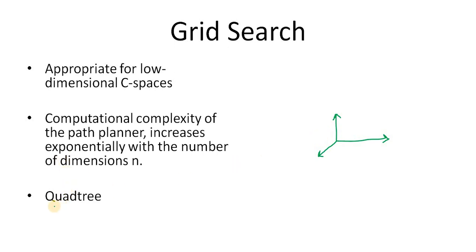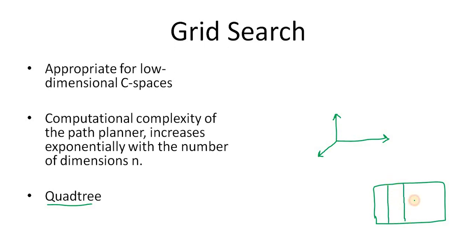Then we have quad tree. This is one method they use to reduce the computational complexity of the grid-based search. For example, this is my configuration space. I have a grid here.